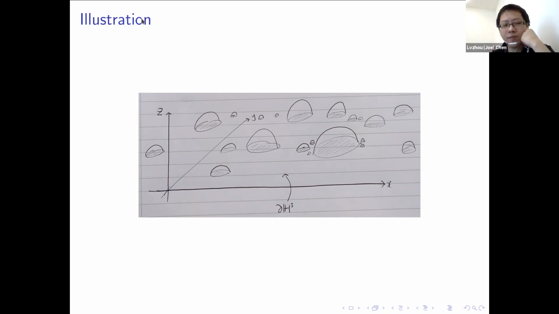Right, makes sense, thanks. So the geometric picture: we inherit hyperbolicity from H3 itself.